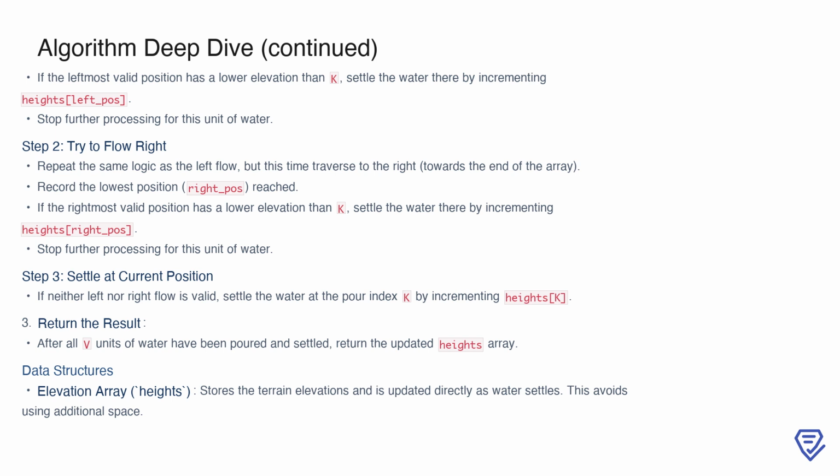Finally, if neither left nor right flow is valid, the water simply settles at the current position K by incrementing the elevation at that index. After all V units of water have been processed, the updated heights array is returned as the result.